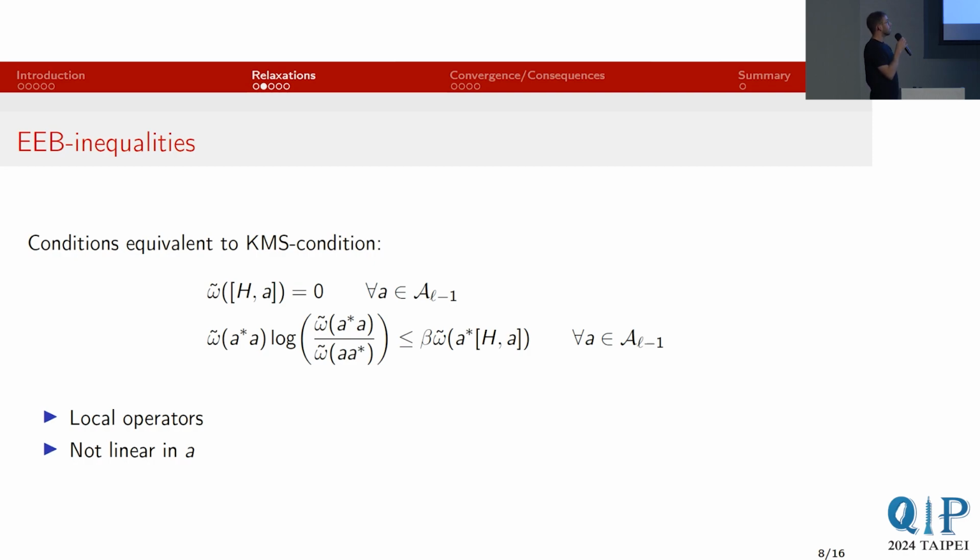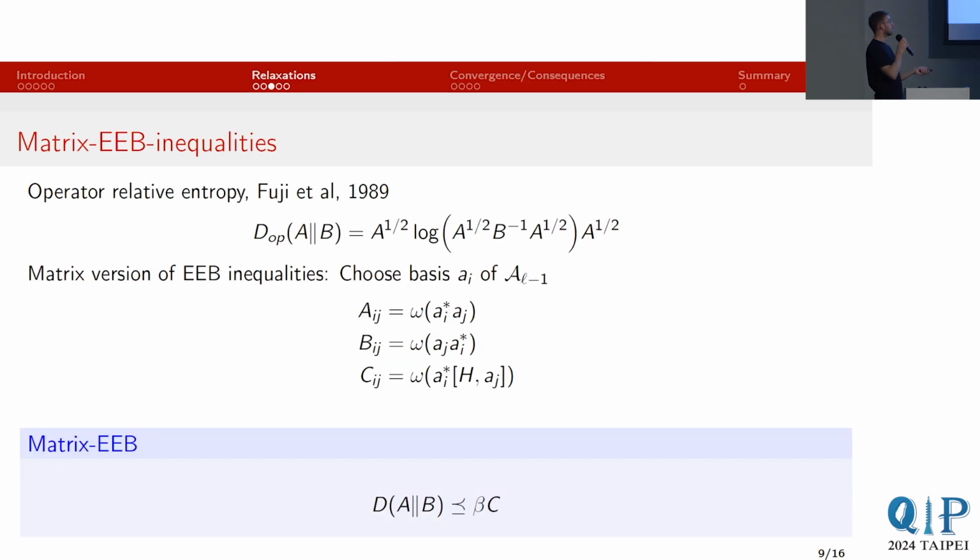And furthermore, one problem is it's not linear in A, so you would have to write it down for all A in this subalgebra. It's finite dimensional, but it's an infinite set, so that would be too much. And what we do because of that is we introduce a sort of matrix version. Can we somehow reduce this again to be only imposed on a basis of operators, not on all operators in the subalgebra?